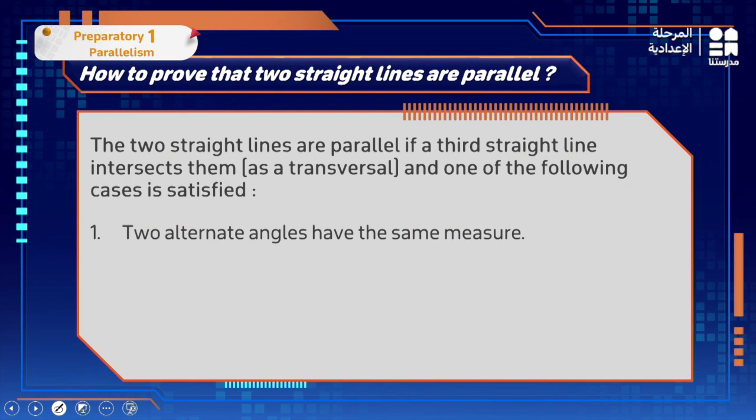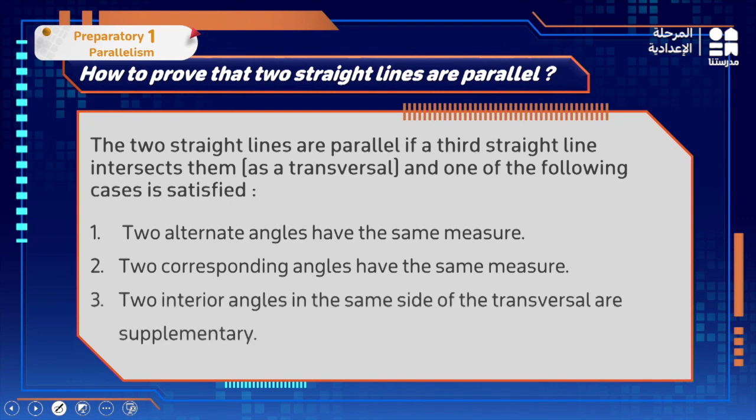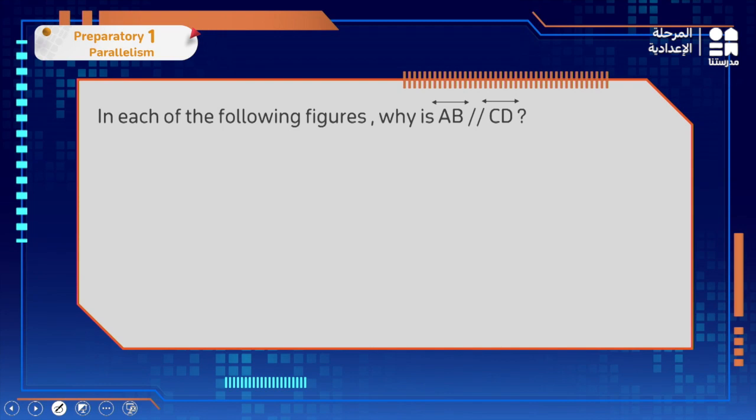The two straight lines are parallel if a third straight line intersects them as a transversal and one of the following cases is satisfied. Number one, two alternate angles have the same measure. Two corresponding angles have the same measure. Two interior angles on the same side of a transversal are supplementary, يعني السم بتاعهم 180. طيب. In each of the following figures, why is AB parallel to CD?